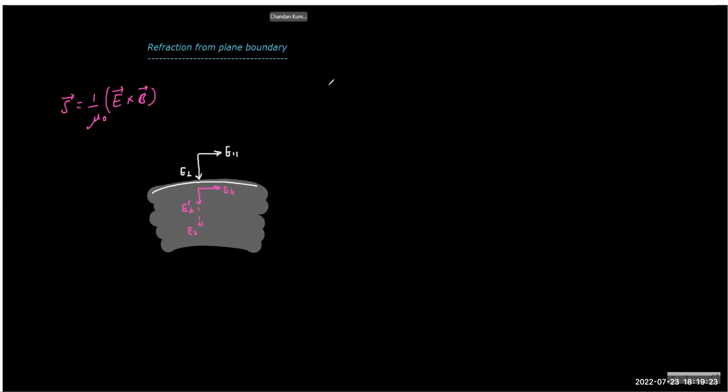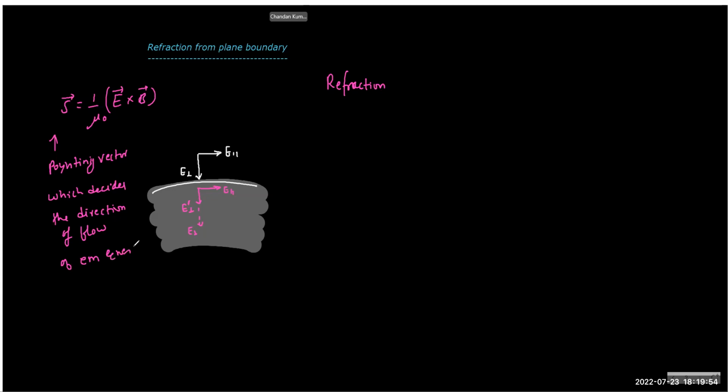So what is refraction? This is called the Poynting vector, which decides the direction of flow of electromagnetic energy. Sir, is it S? Yeah, it is S. So it will dictate the direction of propagation of electromagnetic energy.